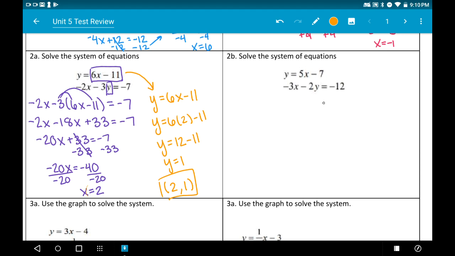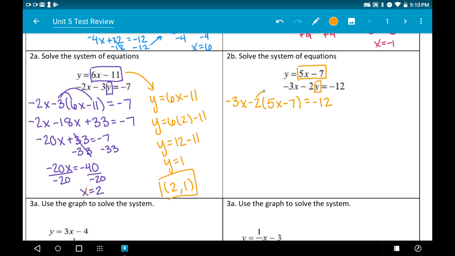Now 2b is going to be the same thing. This one is set up for substitution because it's y equals up top, and then we have a standard form equation on the bottom. So I like to box it in because that's the one that y equals, so it equals all of this. Since it's y equals, I box in the y here. If this was x equals, I would box in the x. And then we just replace or substitute. So I have negative 3x minus 2, but I replace that y with all of this. So I replace it with 5x minus 7. And that equals negative 12.